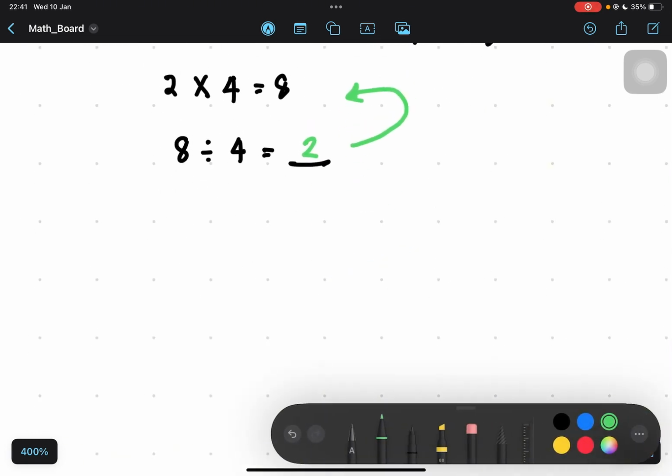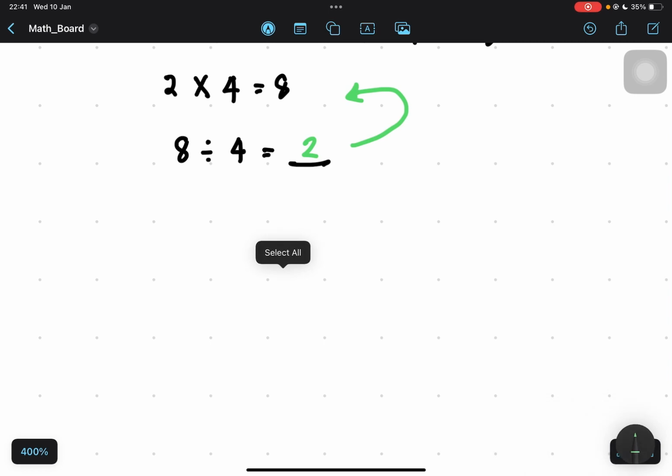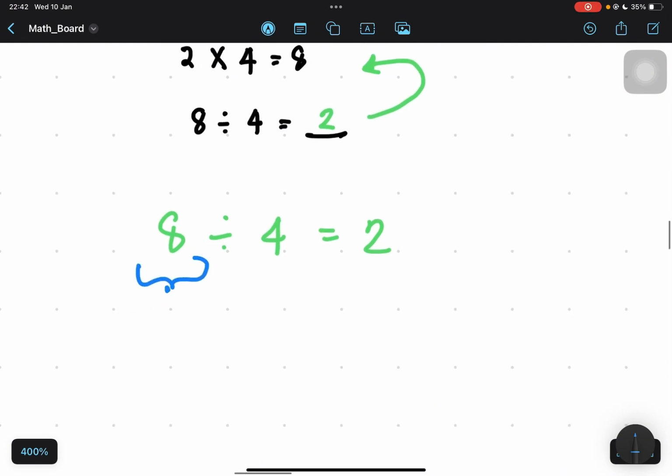Let us rewrite 8 divided by 4 equal to 2. There are 3 parts in this expression. 8 here is what we call the dividend, the one that is divided.